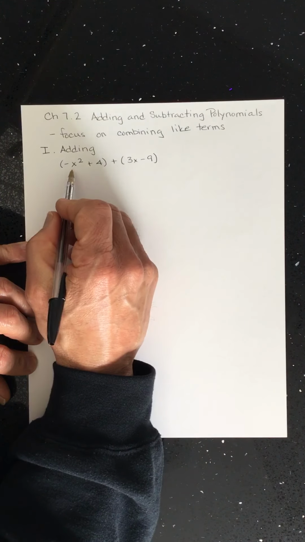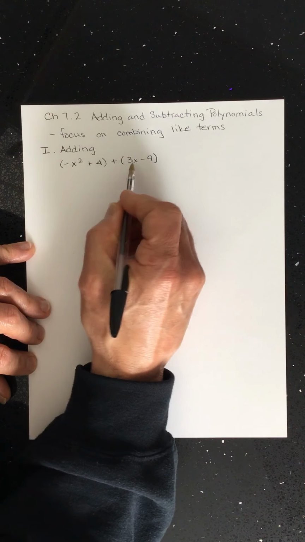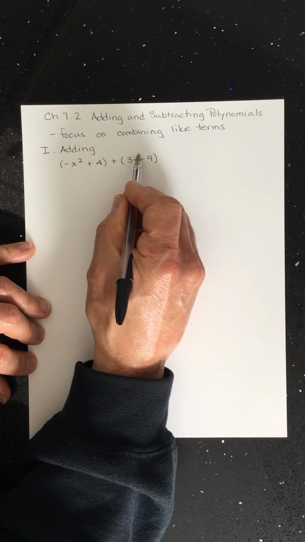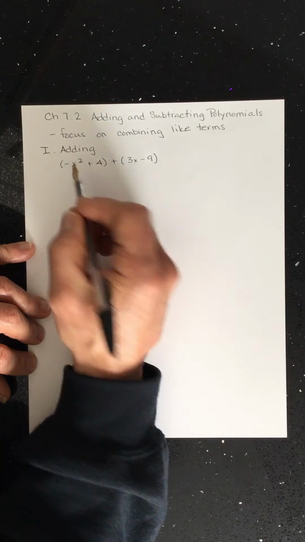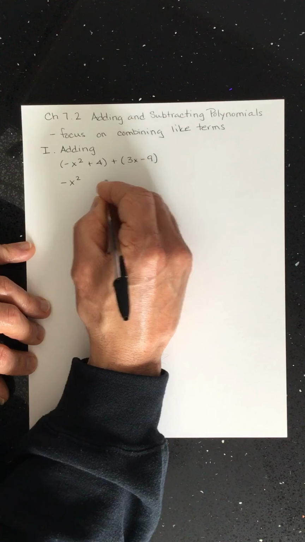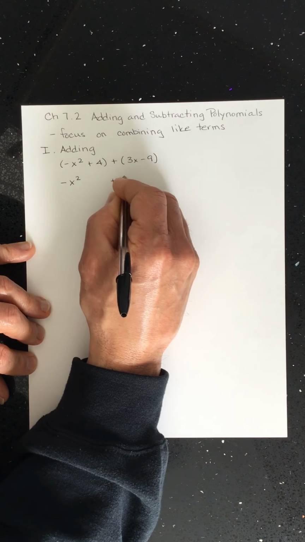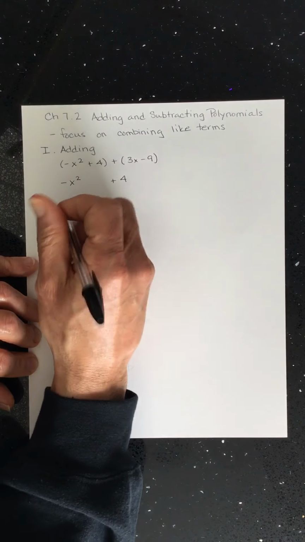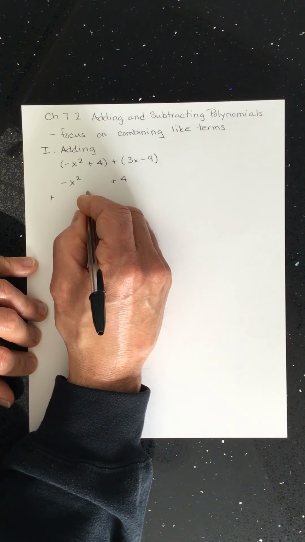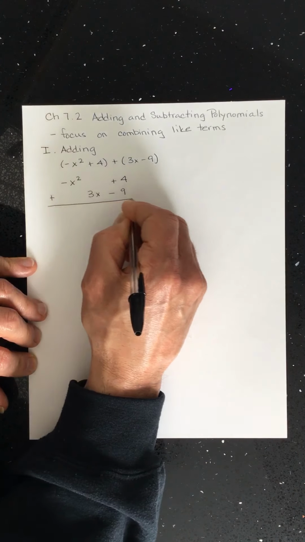But pay attention to what you have. This is negative x squared plus a constant, whereas this is 3x minus a constant. So this has an exponent of 1, where this has an exponent of 2, and they are not like terms. So when I show this, I tend to line them up and leave gaps when I don't see like terms. So for instance, negative x squared plus 4 plus, and then 3x would go here, minus 9. And then I add.